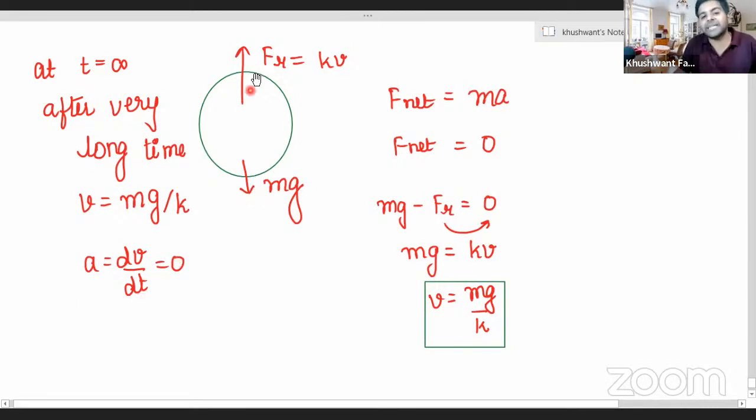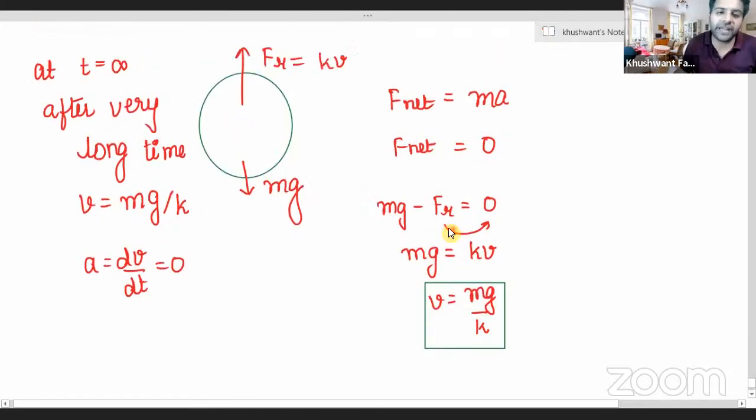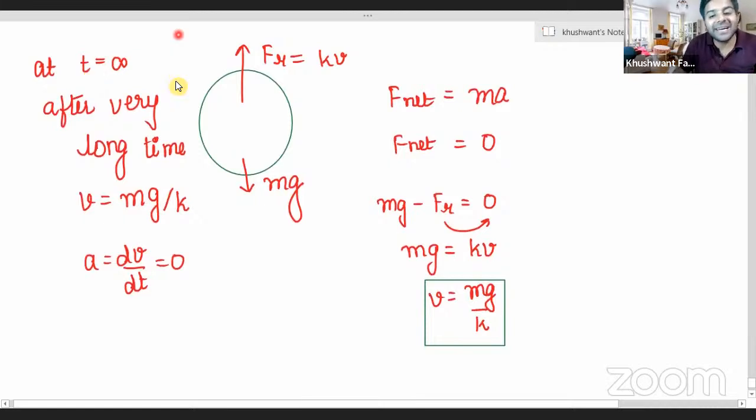Directly you take that these two forces are becoming equal, because net acceleration zero means net force zero. So net upward force is equal to net downward force, or kv is equal to mg. From here you get the same value in a very short period of time. This is called terminal velocity.